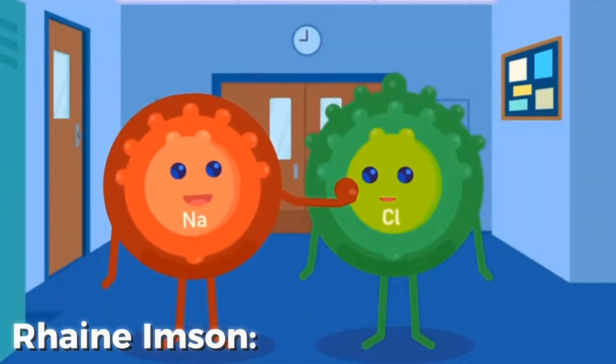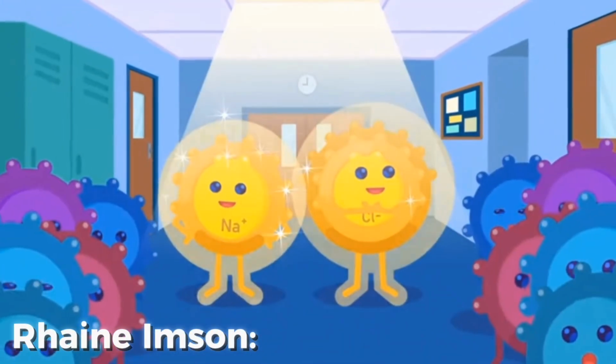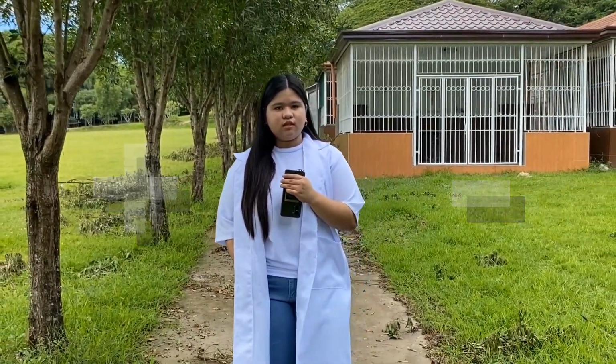When atoms come together, they form molecules, which are the things that make up everything around us, from water to air, and even you. When an atom gains or loses electrons, it becomes an ion. Ions can carry positive and negative charges, and these charges play a huge role in the way matter behaves, especially in the states we're going to explore.